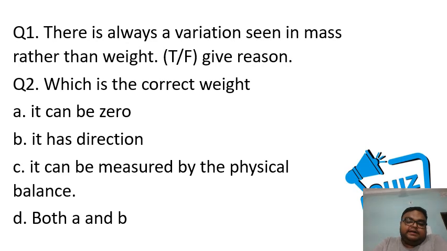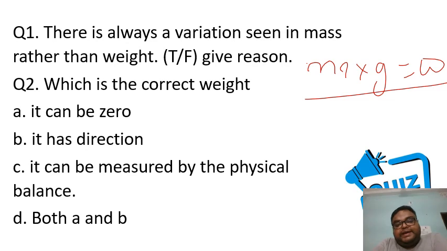Okay, right. So the answer is, this statement is false, isn't it? There should be no variation in the mass, but there can be variation in the weight, right? Because mass times gravity equals weight. So therefore we can say that there will never be any variation in the mass, but there will be variation in the weight.